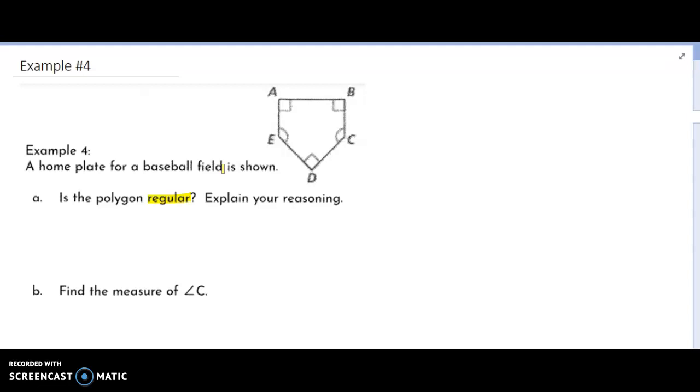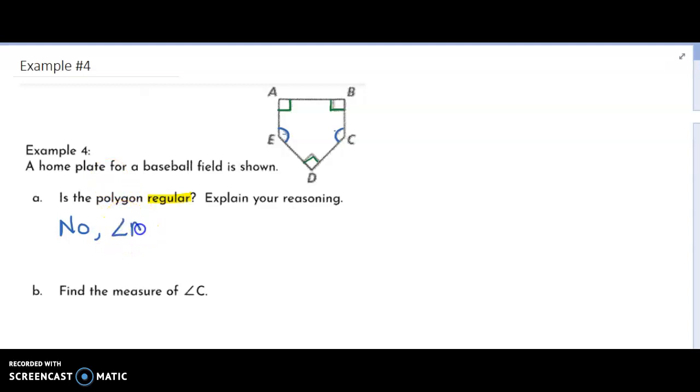Remember, you should have written this down in your interactive student notebook. If you didn't, please go back and do that somewhere. A regular polygon has all sides that are congruent and all angles that are congruent. So if we look up here, we know angle A, angle B, and angle D are all right angles. And then we know that angle E and angle C are congruent, but these are clearly obtuse. They are not right angles. So right there, we can say, no, it's not regular.